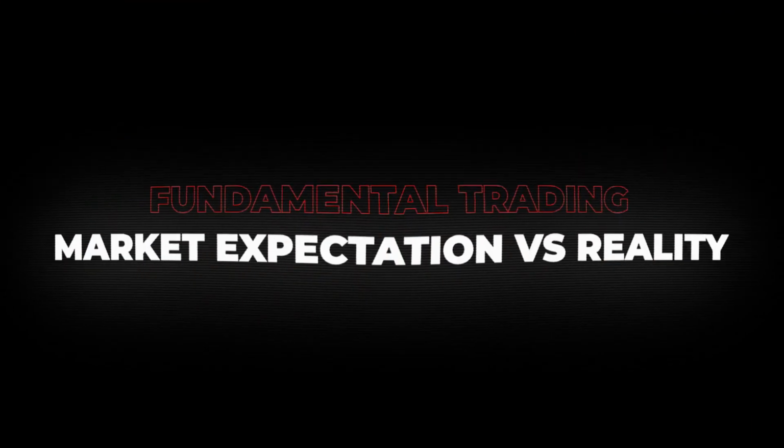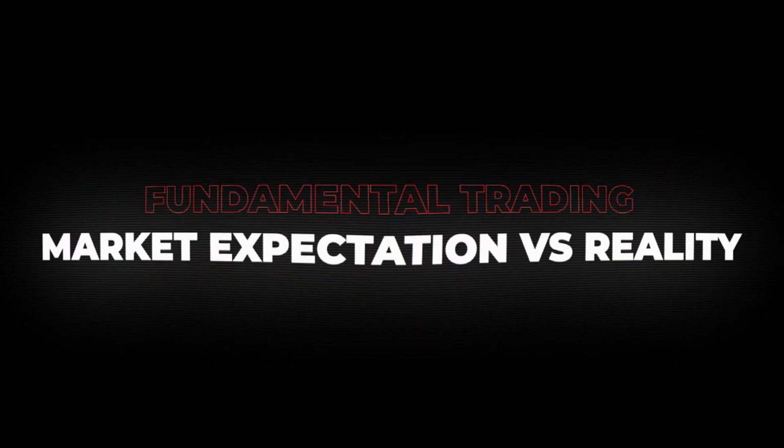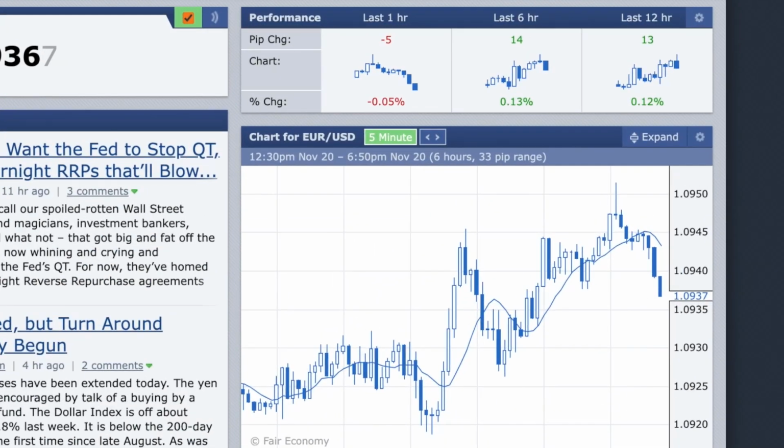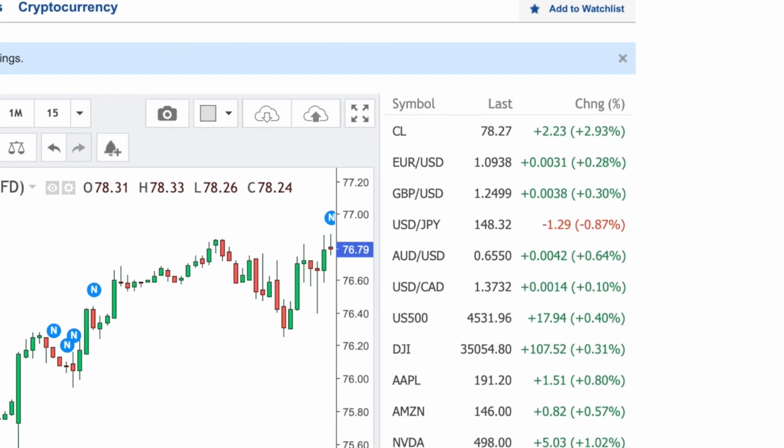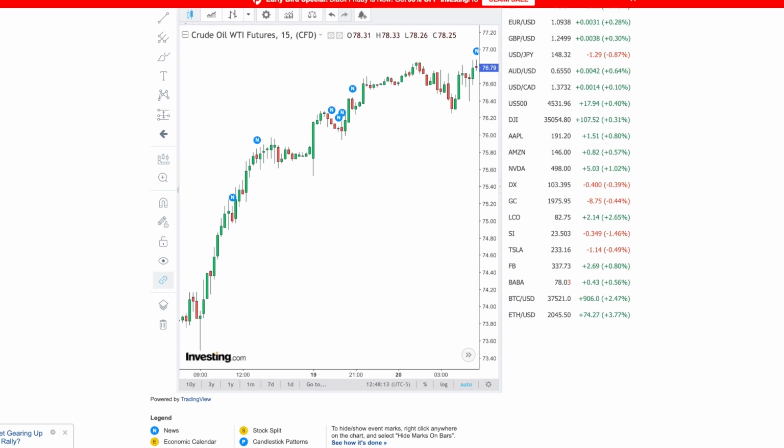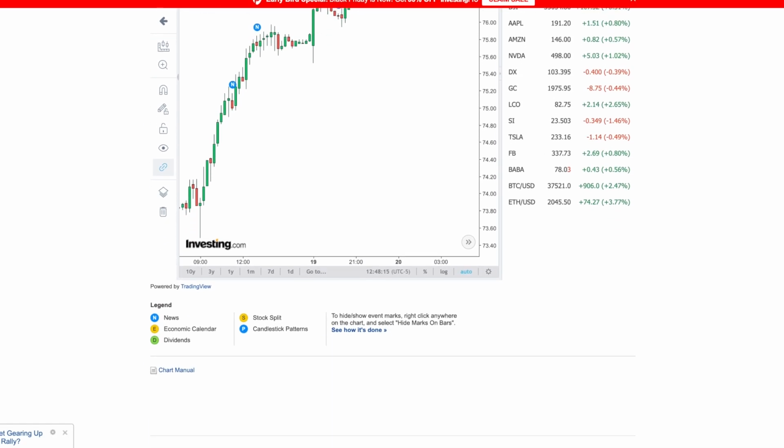The second disadvantage is market expectation versus reality. This is almost like saying what I ordered versus what I got. Sometimes USD might be weak on your Forex Factory, or maybe on your investing.com it might be red, and then you go on your chart, and it first goes down immediately, takes out your stop loss, and then trades to the upside, or first goes to the upside, taking out your stop, and then coming to the downside.